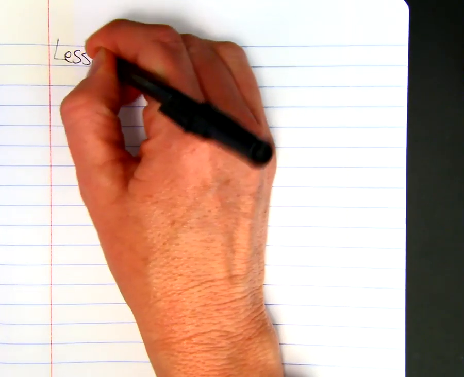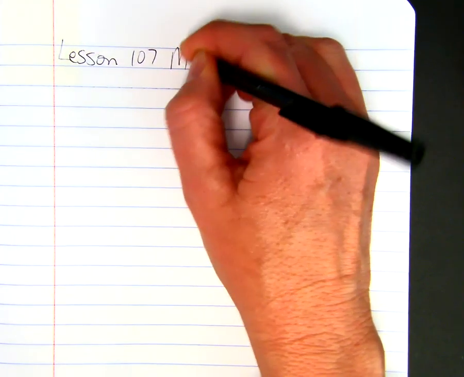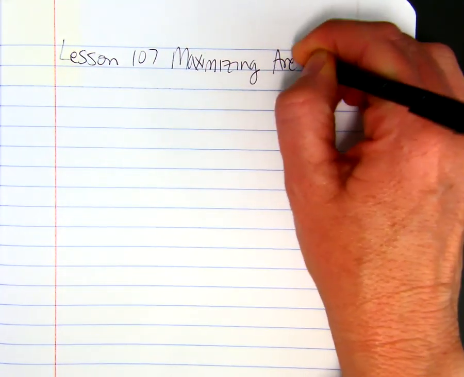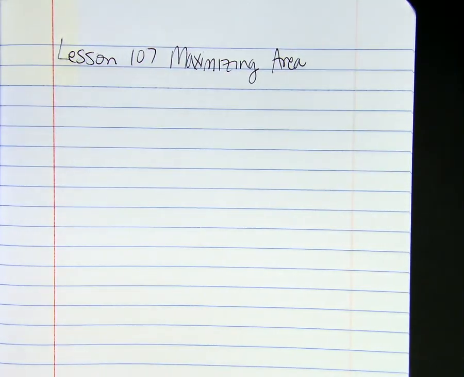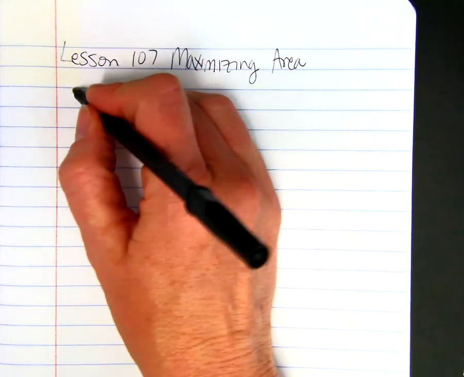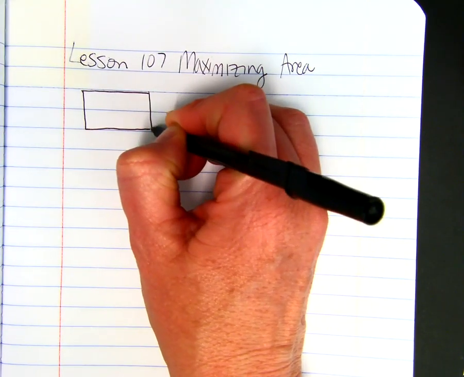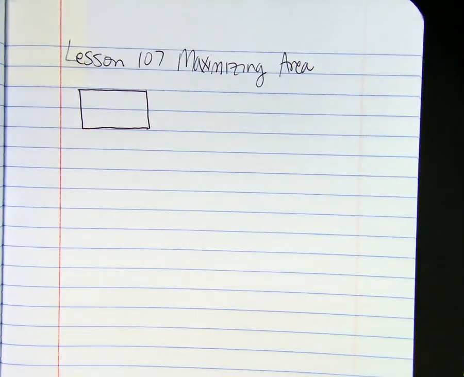Lesson 107, maximizing area. So if you have a figure whose perimeter remains the same, you want the biggest area possible that you can get out of it.